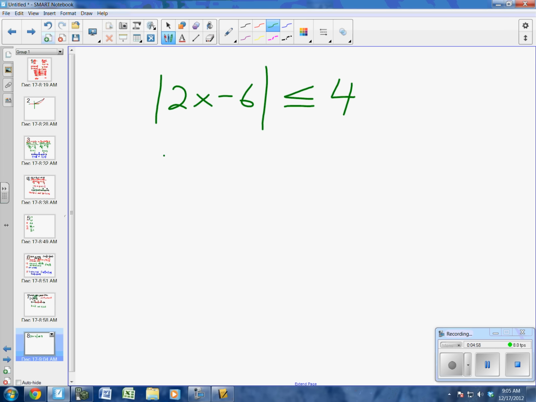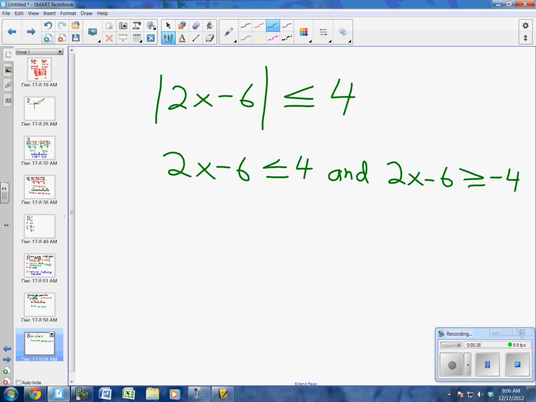Give me the whole inequality. 2x minus 6 is less than or equal to 4, and 2x minus 6 is greater than or equal to negative 4. Okay, what are the two things I changed? The inequality sign, instead of being less than, it's greater than, and the 4, instead of being positive, it's negative. Does everybody got that?